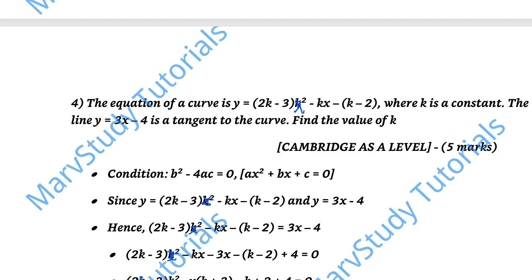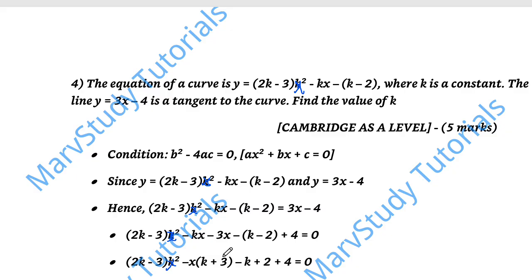Then we group them together because both possess x, and the constant terms. So we then have negative kx minus 3x, so we could factor out negative x, and negative kx divided by negative x is positive k, and negative 3x divided by negative x is positive 3. Then negative times k is negative k, negative times negative 2 is positive 2, then plus 4, giving 6.